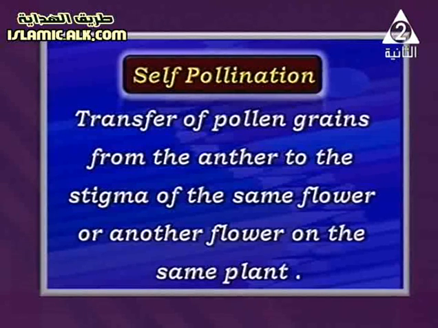Self-pollination. Okay, and number two, we have two different flowers of the same plant. One of them is male and the other is female. The transfer of the pollen grains from the anthers to the stigma of the other flower on the same plant is also called self-pollination. Like maize plant, like corn. Corn occurs by self-pollination between different flowers on the same plant.